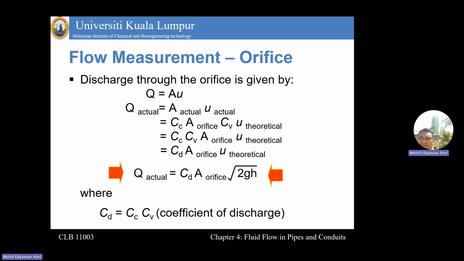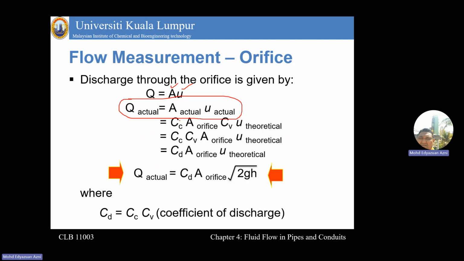Okay, and then when we have this velocity and the area, we can also calculate the discharge or volume flow rate. We know from video number 1 that Q, the volumetric flow rate, equals A times U. For the orifice we get the theoretical velocity and area, so how can we get the actual one?